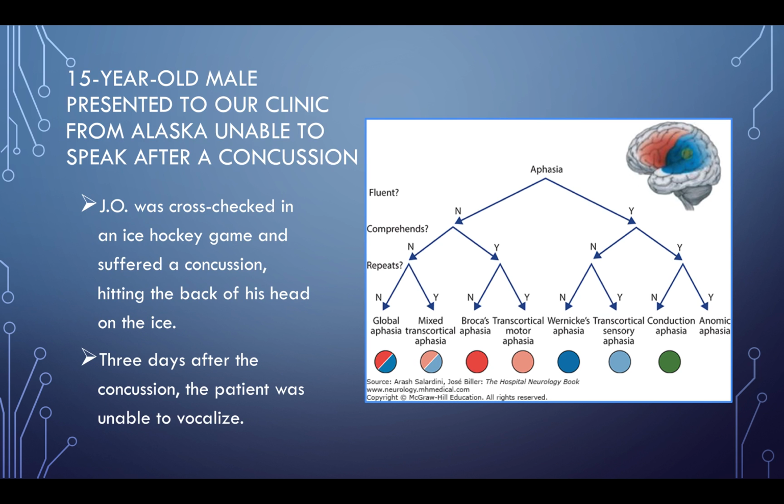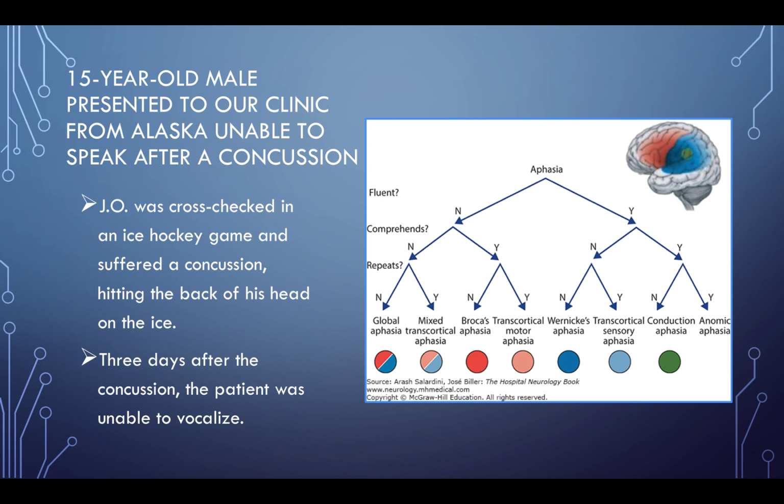Anyways, this was a 15-year-old male that presented to our clinic from Alaska, and he was unable to speak after a concussion. His name was Jesse. Him and his dad are becoming big advocates for concussion therapy because he went everywhere in Alaska and just couldn't find any help anywhere. He was cross-checked in an ice hockey game, and he suffered a really bad concussion. He hit the back left side of his head, and it was actually his second concussion, this one being worse than the first.